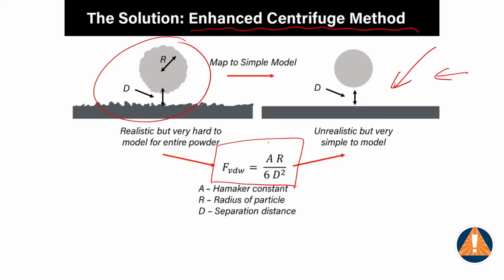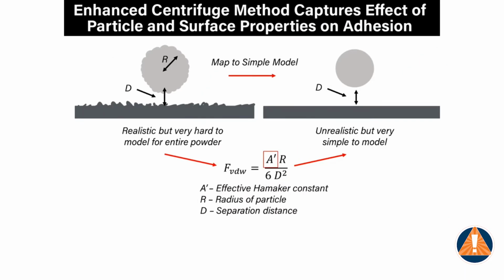It's related to this constant, which has to do with the composition of what's in the system, the size of the particle, and the separation distance of the particle from the surface. And that's it. Very simple and straightforward. You can calculate that with no difficulty at all.